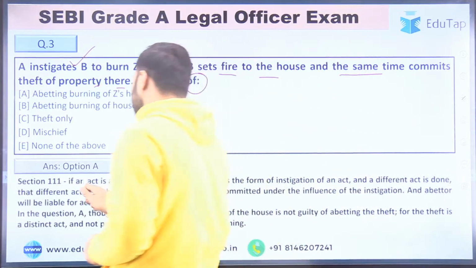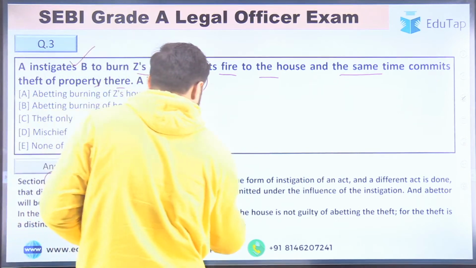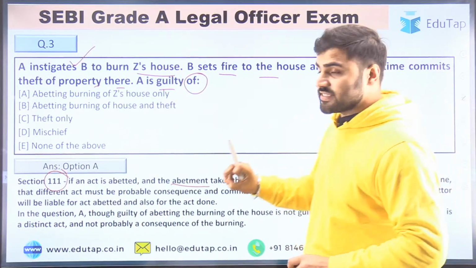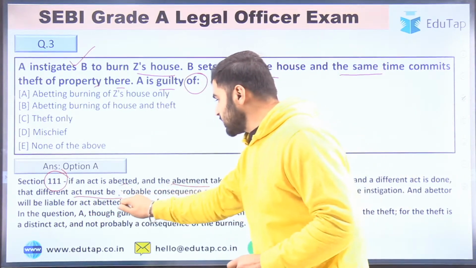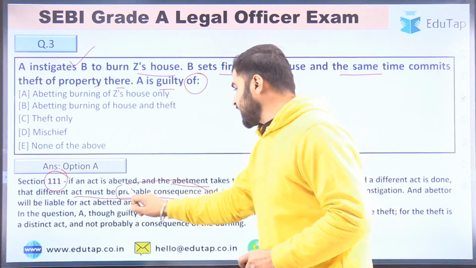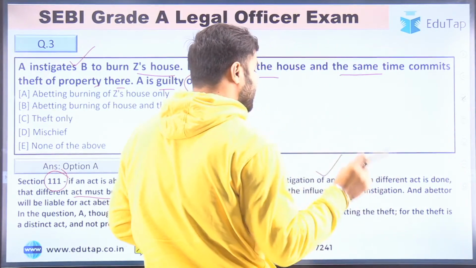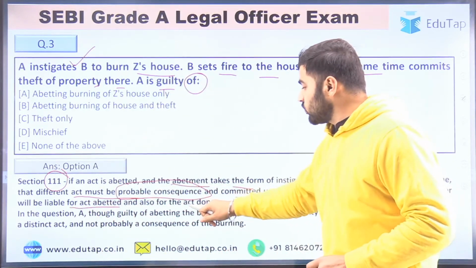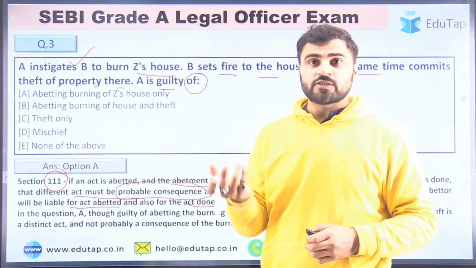So if you read section 111, it is written that if an act is abetted and the abetment takes the form of instigation of an act, and a different act is done, that different act must be a probable consequence, right? So this is very much important, that the different act must be a probable consequence and committed under the influence of the instigation, and the abettor will be liable for the act abetted and also for the act done, if it is a probable consequence, right? For that abetment has been done.